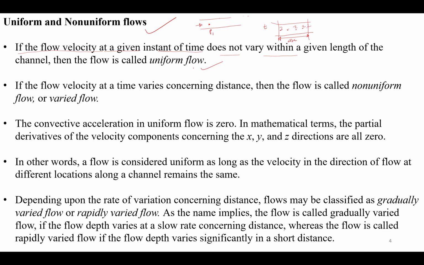So always remember steady and uniform flow. Similarly, just the opposite of this definition is known as non-uniform flow or varied flow. It is very, very important. So if the flow velocity at a given time varies with respect to distance, the flow is called non-uniform flow or varied flow.